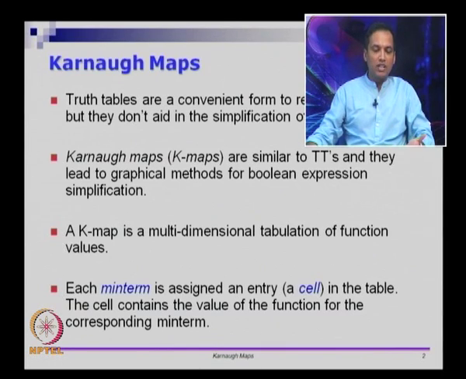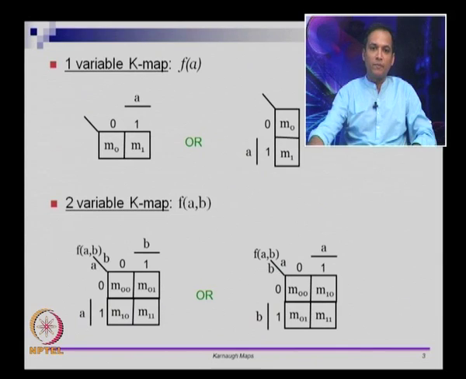If you have 3 inputs, then you know that the truth table has 8 different combinations. So, the Karnaugh map for it will also have 8 different cells, and the cells contain the information of the function for the corresponding min term. If a corresponding min term turns on, then the function will turn on. We will see how to capture this information in the Karnaugh map.